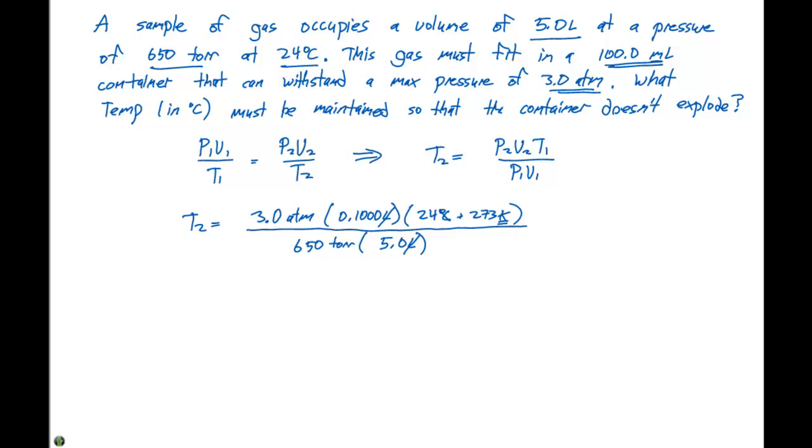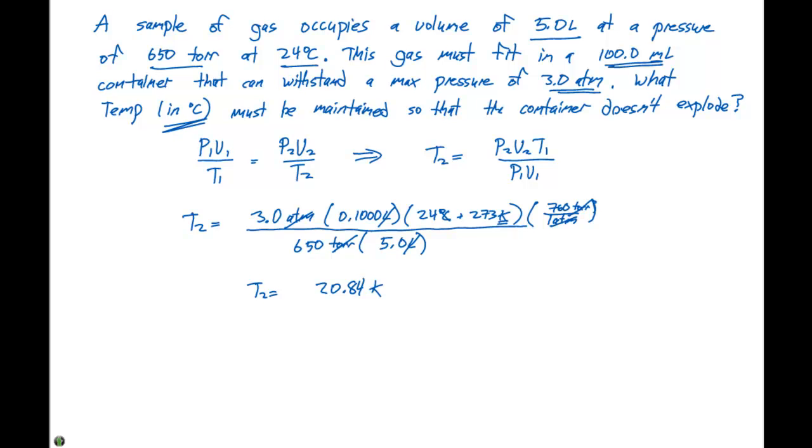And now here we have 3.0 atmospheres divided by 650 torr. So we need to convert one or the other, so why don't we convert this atmospheres over to torr, where we know that 1 atmosphere is equal to 760 torr. So the atmosphere units canceled, and we're left with torr here in the numerator and also torr in the denominator. So they are going to cancel with each other. So when we go through and we plug all this into our calculator, our T2 is going to equal 20.84 Kelvin.